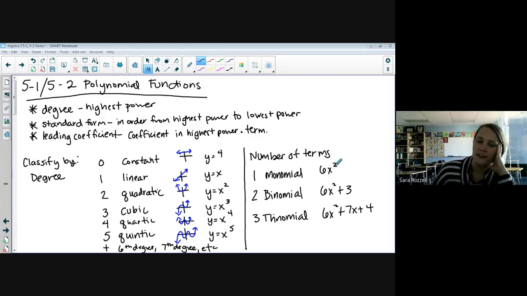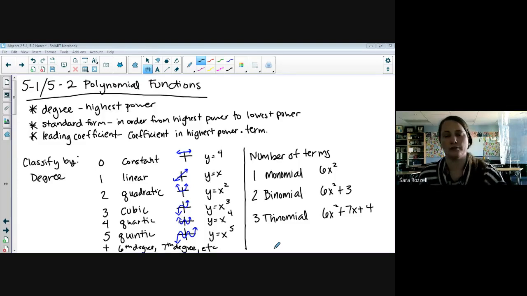We also classify them based on their number of terms. A monomial has 1 term. This is 1 term. Binomial has 2 terms. 1, 2. Trinomial has 3 terms. 1, 2, 3. Okay. You always have to put them in standard form first, which means combining any like terms, before you determine what the degree is and the number of terms.